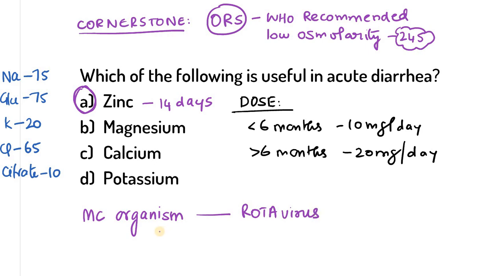Suppose they could ask you the question in a different way, which is the most common organism associated with diarrhea in adults, then your answer will be slightly different. It is Norovirus. It is Norovirus. Able to follow? So these are some of the one-liners which are possible in this particular section.